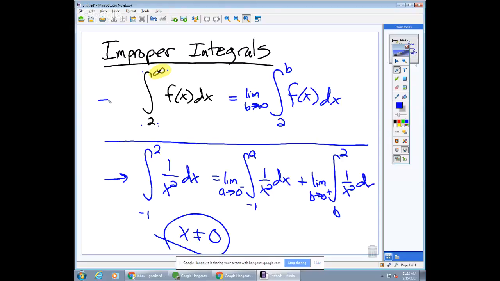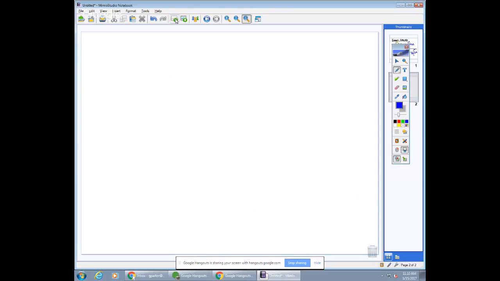So we're going to start with one of these here. The function we're going to look at is f of x equals 1 over x. And we are going to take a look at the integral as x goes from 1 to infinity of 1 over x dx.